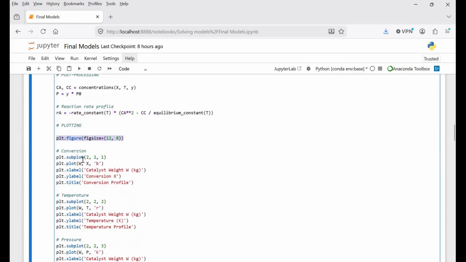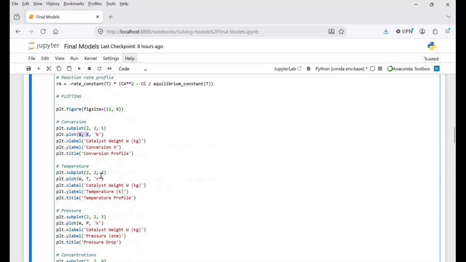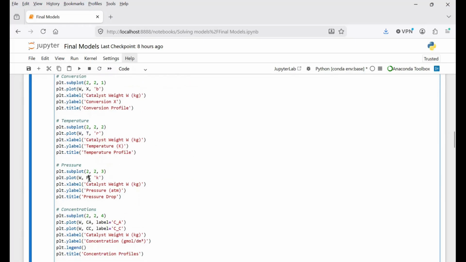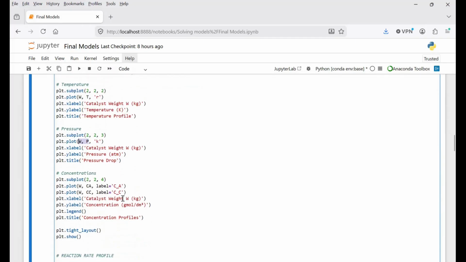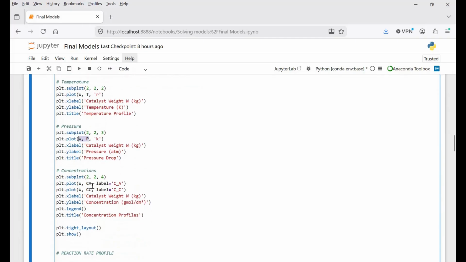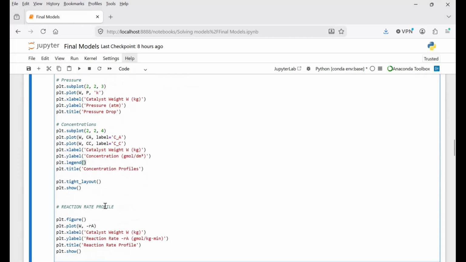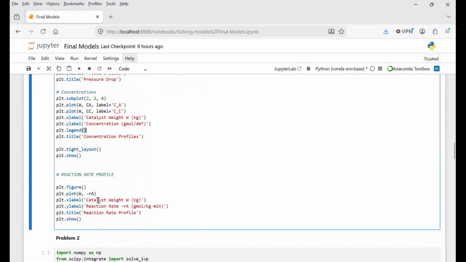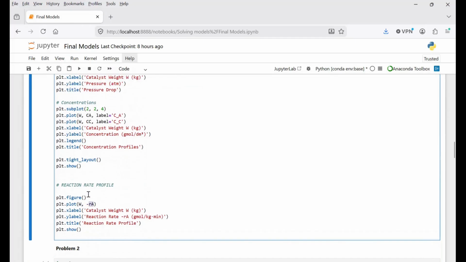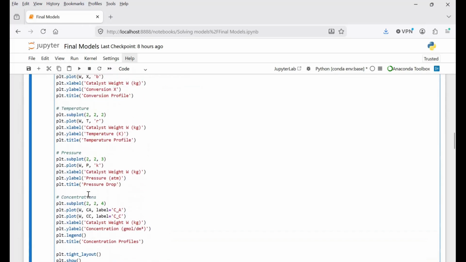So here we are plotting X against the catalyst weight. Here we are plotting the temperature against the catalyst weight. And here we are plotting the pressure against the catalyst weight. And then here we are plotting the concentration against the catalyst weight, which is concentration of product and reactant. And then here we are plotting reaction rate as a function of the catalyst weight. Okay, I hope this makes sense.